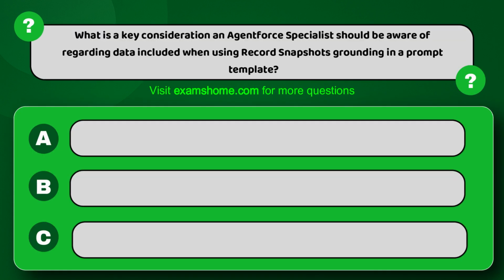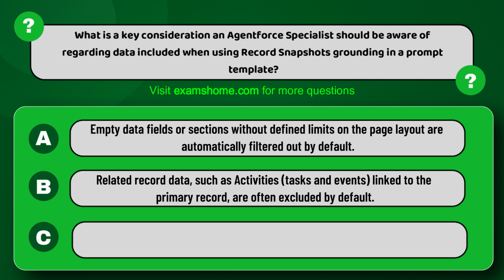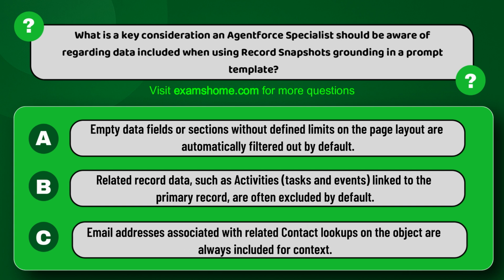What is a key consideration an Agentforce specialist should be aware of regarding data included when using record snapshots grounding in a prompt template? A. Empty data fields or sections without defined limits on the page layout are automatically filtered out by default. B. Related record data, such as activities, tasks, and events linked to the primary record, are often excluded by default. C. Email addresses associated with related contact lookups on the object are always included for context.